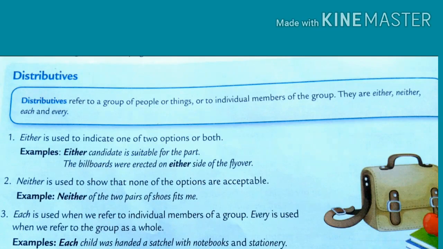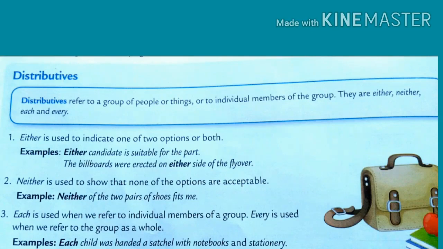Next one, neither. Neither is used to show that none of the options are acceptable. That means none is suitable. Example, neither of the two pairs of shoes fits me. That means both pairs of shoes do not fit me.